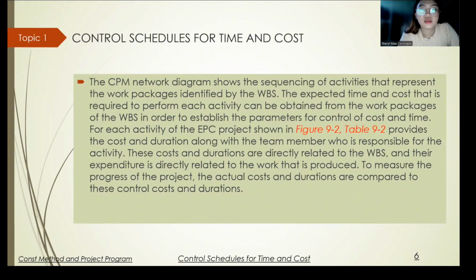For each activity of the EPC project shown in Figure 92 and Table 92, it provides the cost and duration along with the team member who is responsible for the activity. These costs and durations are directly related to the WBS and their expenditure is directly related to the work that is produced. To measure the progress of the project, the actual costs and durations are compared to these control costs and durations.